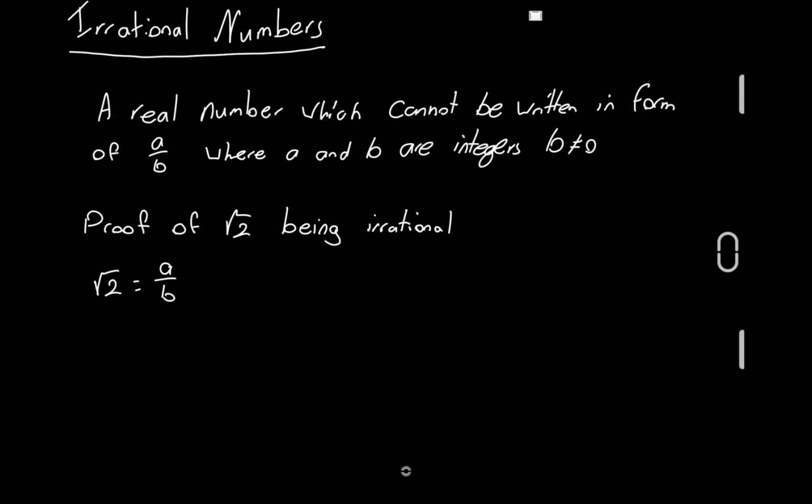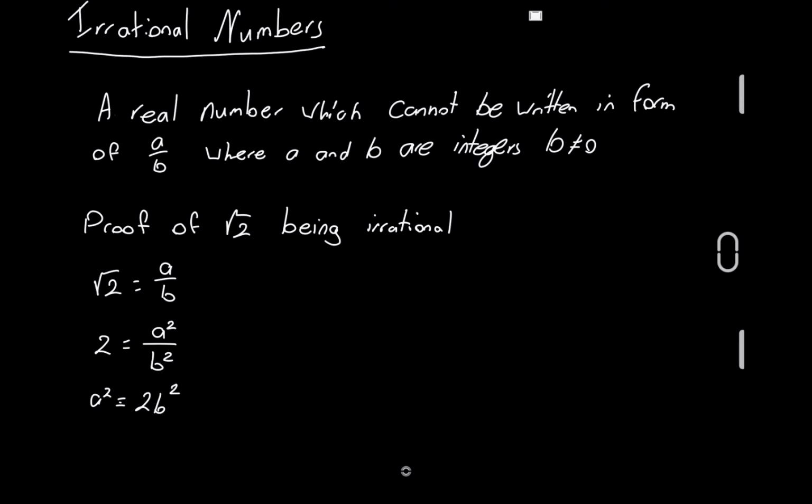What we're going to do is square both sides here. So we have 2 being equal to a squared over b squared. Now, you remember from your index laws that if we square a fraction, we're squaring the top number and the bottom number. That means that a squared has to equal 2b squared. So if a squared is even, that means a also has to be even. Make sense?